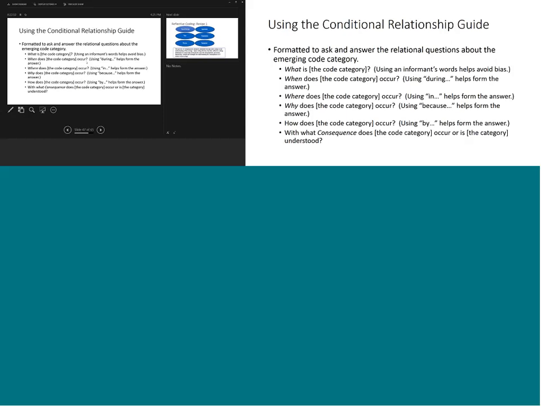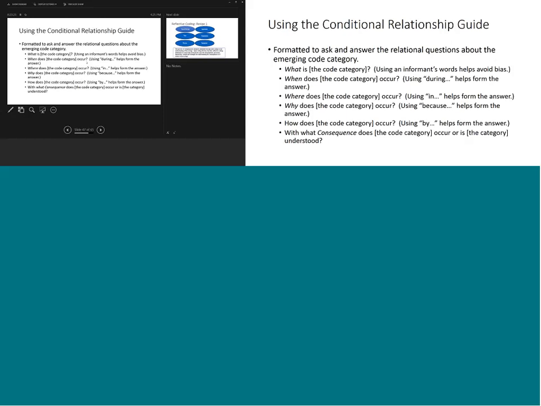If I get in the habit, and this is what this relationship guide is for, of asking, what is this? When does it happen? Where does it happen? Why does it happen? How does it happen? What's the consequence? Again, maybe not all of these questions are appropriate for every data set, but for the novice researcher, they give you a guide to be asking those questions.